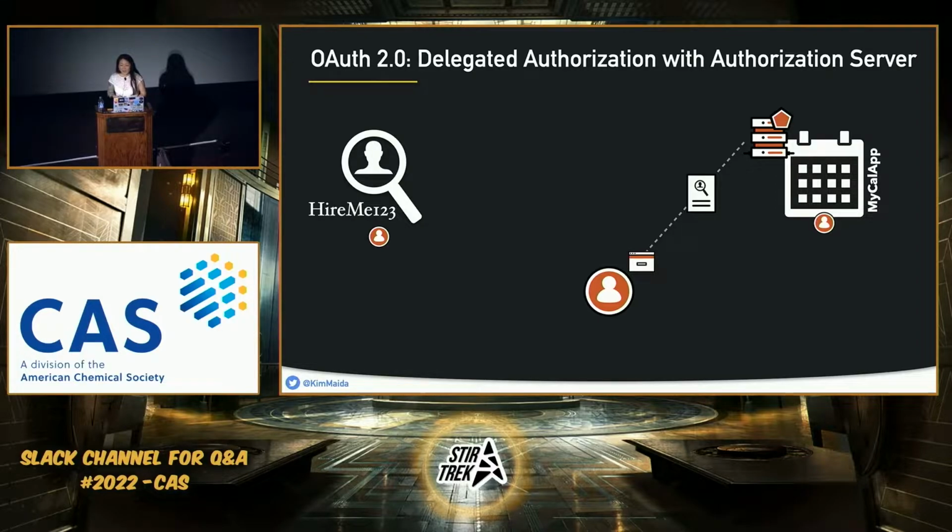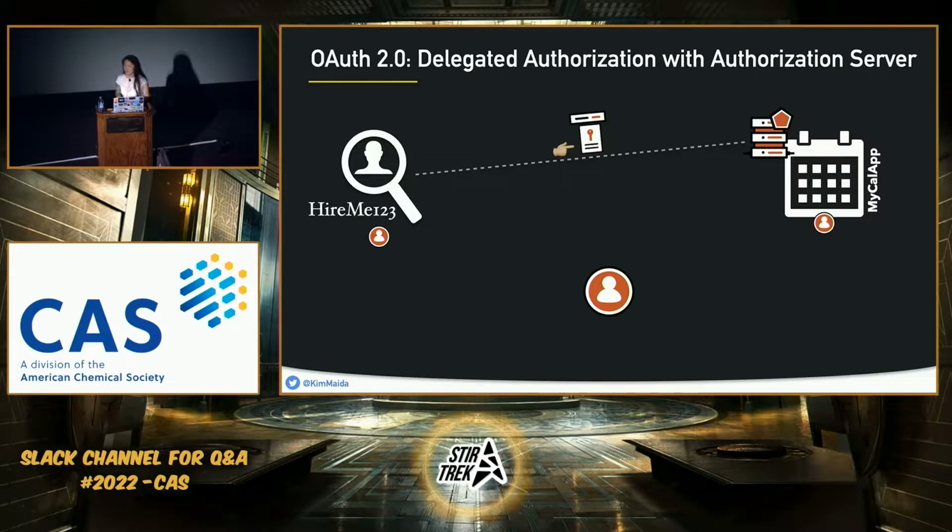And then the MyCal authorization server can prompt the user in the browser for their consent to allow HireMe to access the MyCal API on their behalf within the scope of adding an event, and not more than that. The user has to agree to this, and if they do, then MyCal's authorization server can send an authorization code to HireMe in the browser.